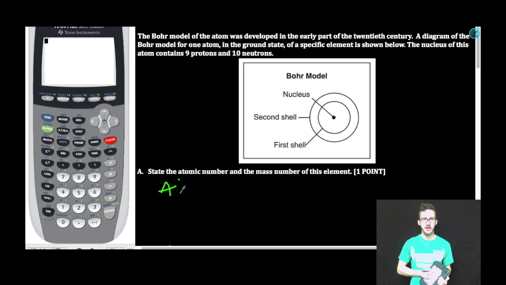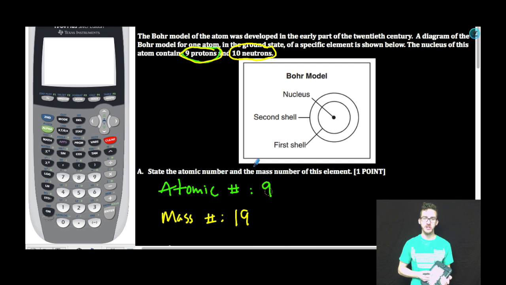Easy. Atomic number 9. 9 protons. Mass number 19. 9 plus 10. Again, read your question carefully here. All we're asked to do is state the atomic number and the mass number. No calculation required, no additional work. Answer the question, move on.